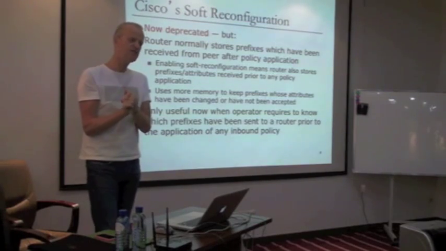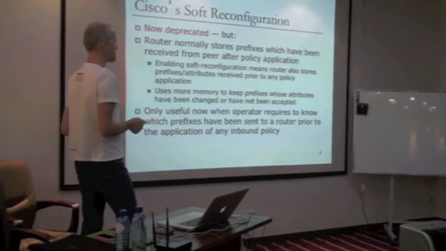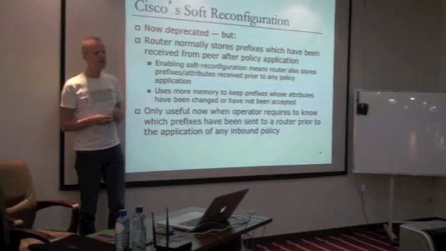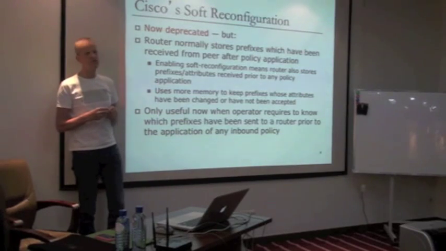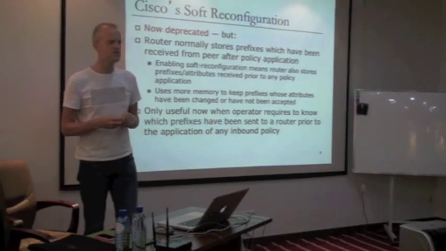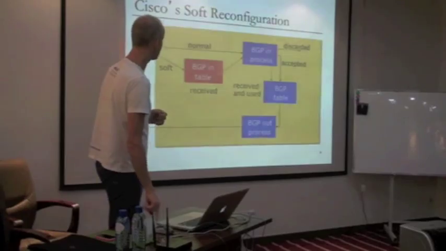If you have a full BGP feed and you're applying policy to it, it could take up twice the amount of memory of the router. So ISPs only use it if they need to do troubleshooting. They don't use it otherwise. Because it works like this.